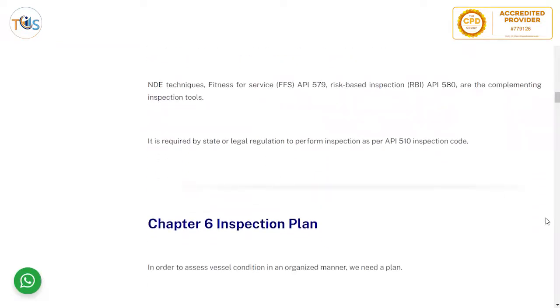NDE techniques, fitness for service 579, and risk-based inspection 580 are the complementing inspection tools. There might be a question: what is the recommended practice for FFS, fitness for service, or for risk-based inspection? And the answer is 579 or 580. It is required by state or legal regulation to perform inspection as per the 510 inspection code.